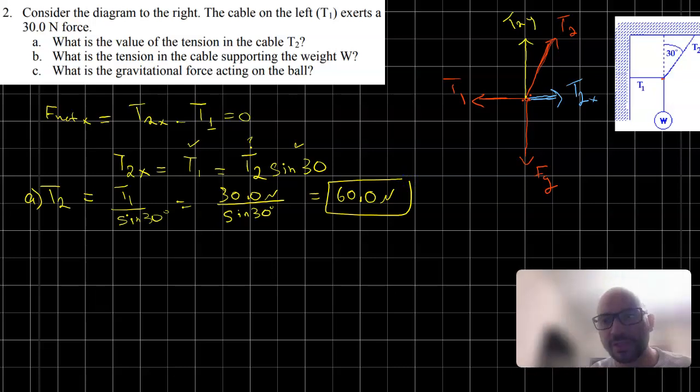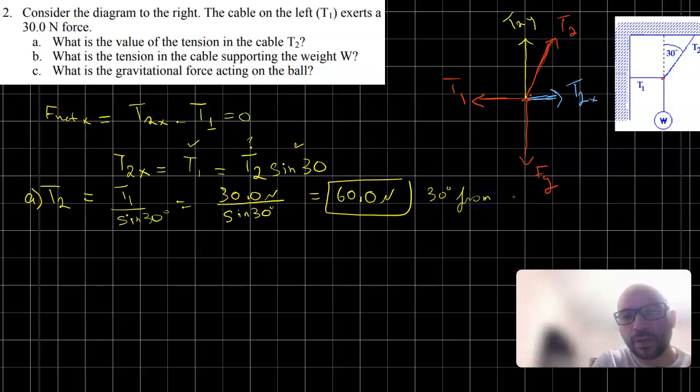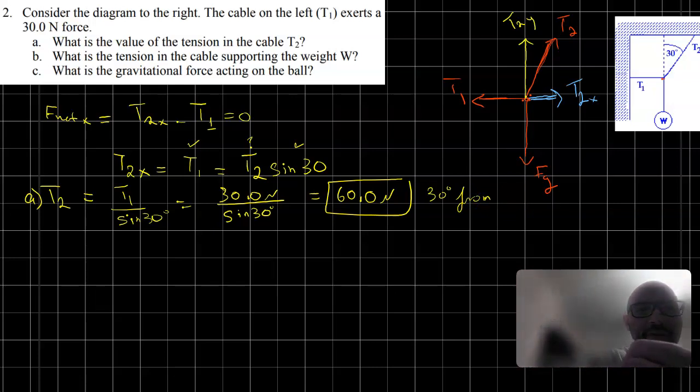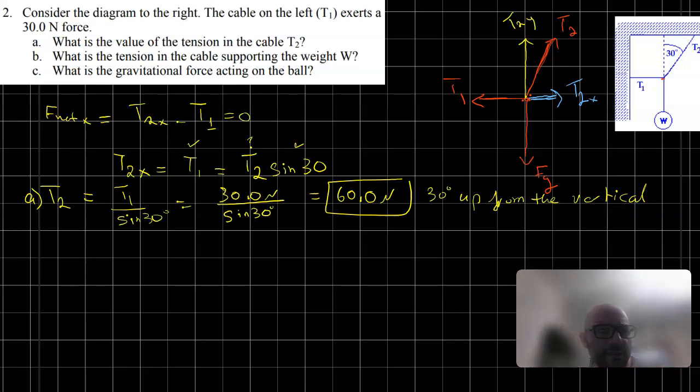In the direction, you can say 30 degrees up from the vertical. So we want to see direction, and it's the upward direction, up from the vertical. Okay, let's find what is the tension in the cable supporting the weight.